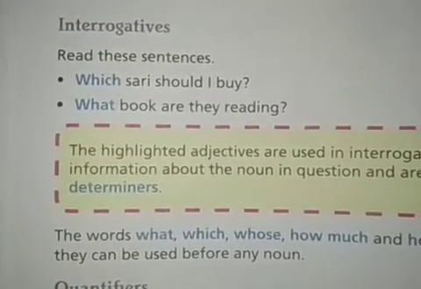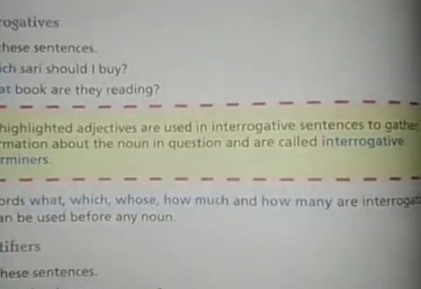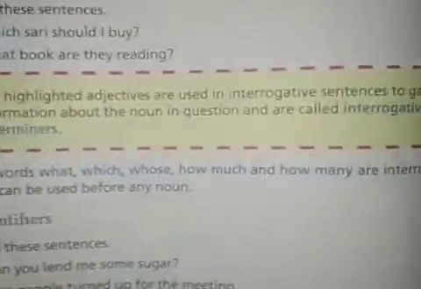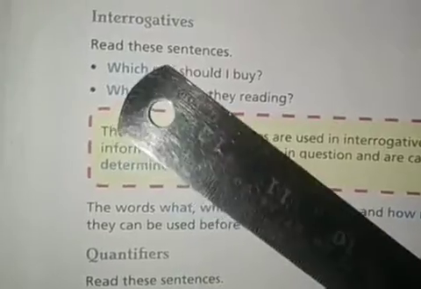Which help you to ask questions. The highlighted adjectives are used in interrogative sentences to gather information about the noun in question and are called interrogative determiners. So, which sari should I buy? The word which is an interrogative used to gather information about the noun sari. Okay, what book? Here, the word what is an interrogative and it is used to gather information about the noun book.